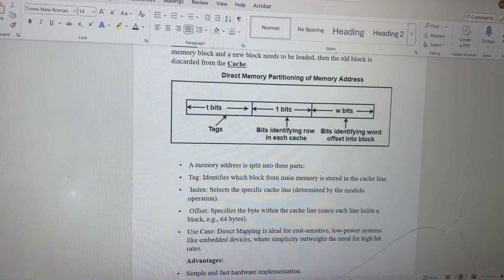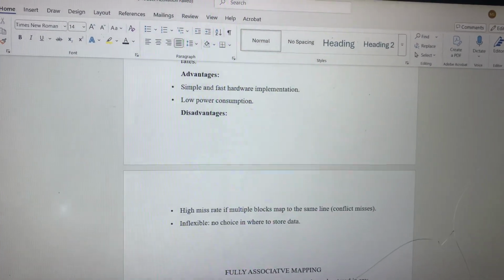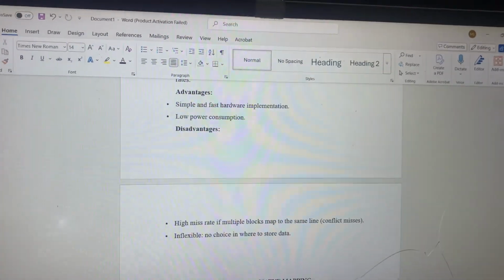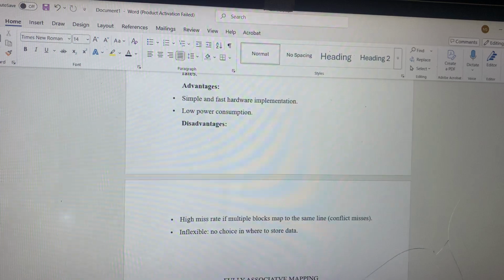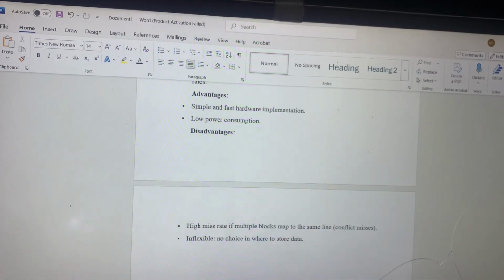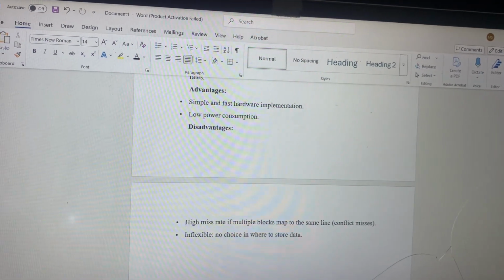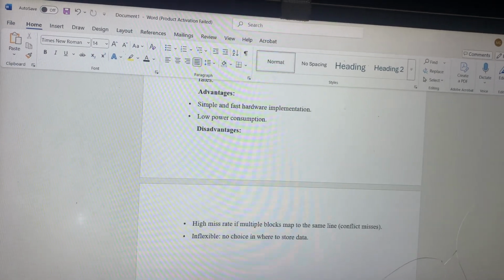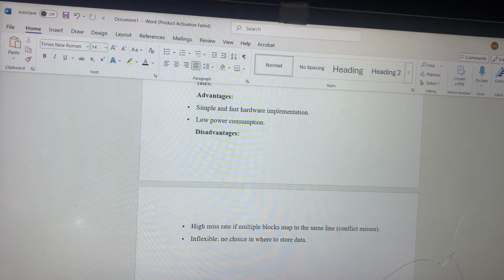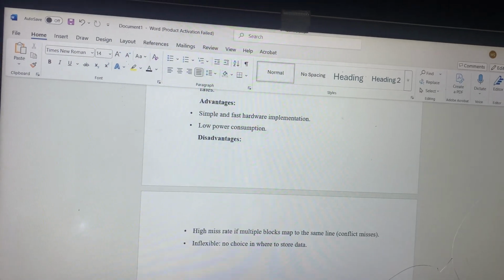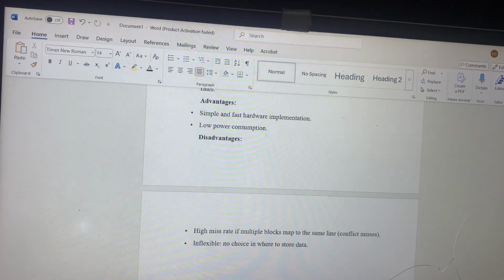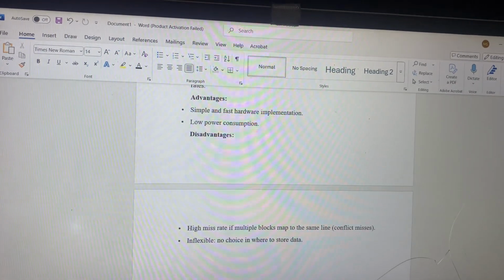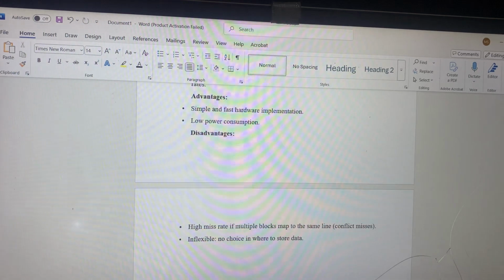Let's look at the advantages and disadvantages. Advantages are a simple and fast hardware implementation and low power consumption. The disadvantage is high miss rates if multiple blocks map to the same line, which brings about conflict misses. Earlier we talked about cache miss and cache hit, and how the main memory and the cache work. Another disadvantage is inflexibility: no choice in where to store the data.